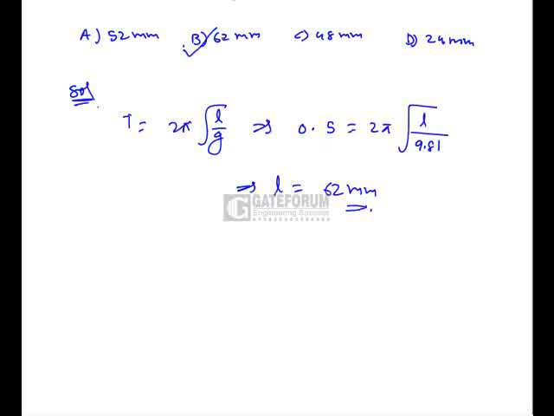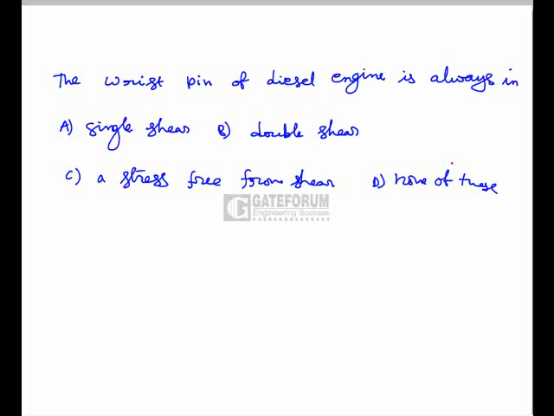B, the right answer. A diesel engine pin is always in, here the options are single shear, double shear, stress free from shear, and none of these. So here this pin is nothing but the pin connected to the piston and connecting rod. So which is always in double shear.